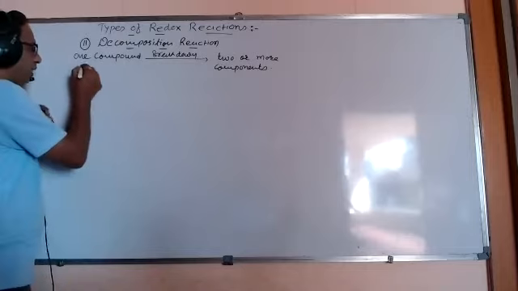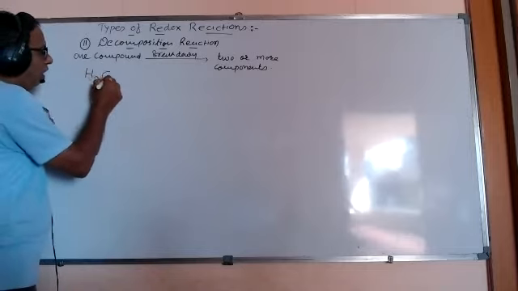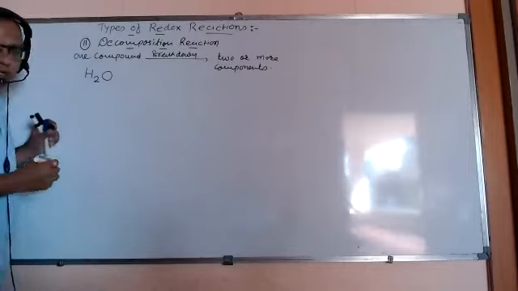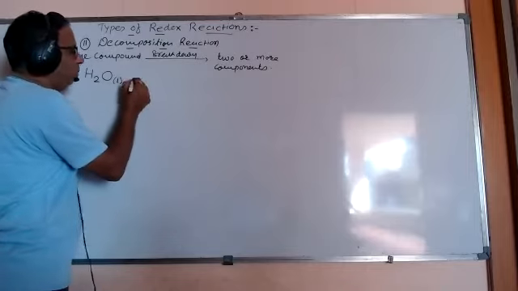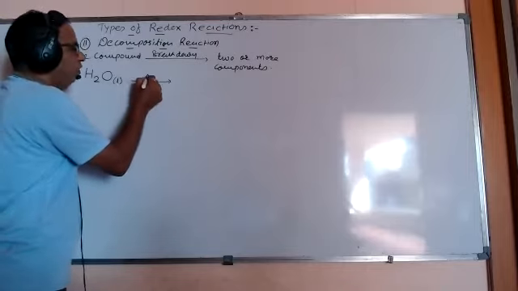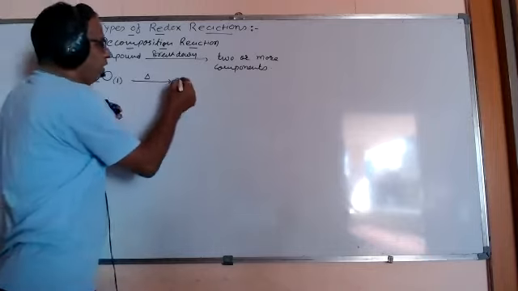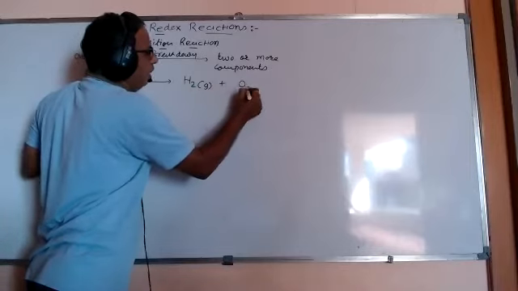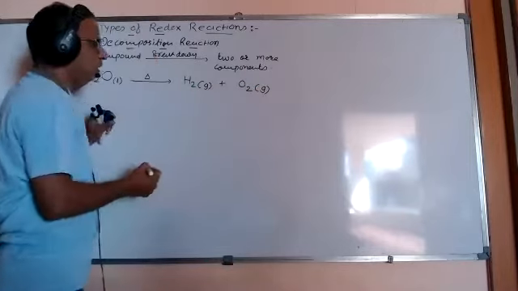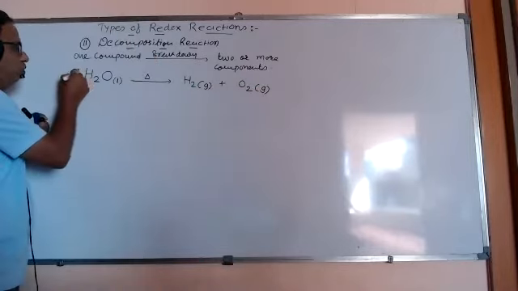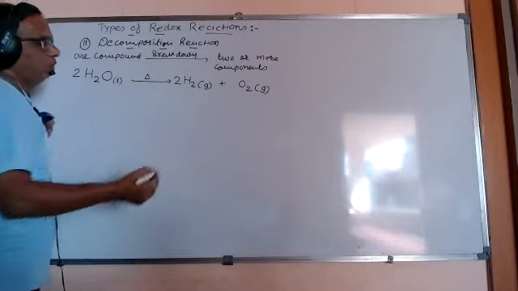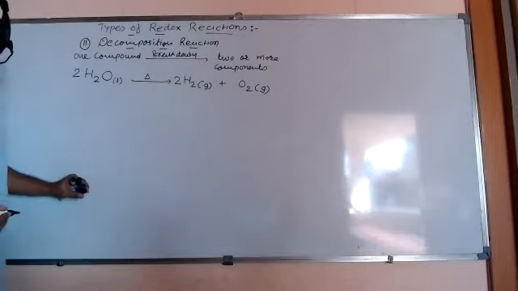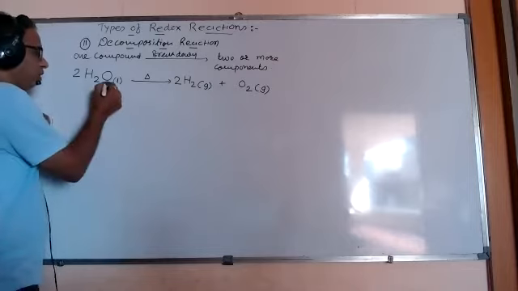So let's consider one example of H2O, water. It is in liquid form at room temperature. When we give heat to it, it will be decomposed to hydrogen gas as well as oxygen gas. This is not balanced, so we should put here 2 and 2. This is balanced now. So let's check what is the oxidation number.